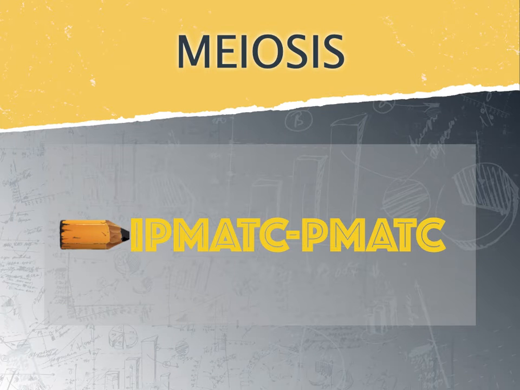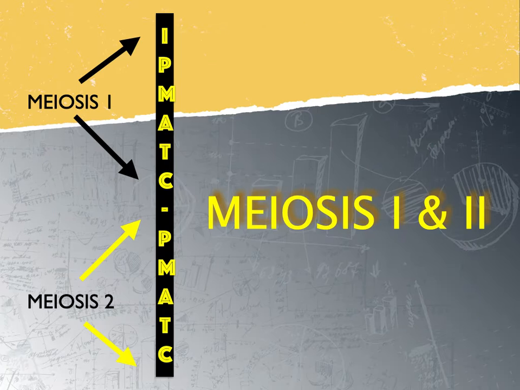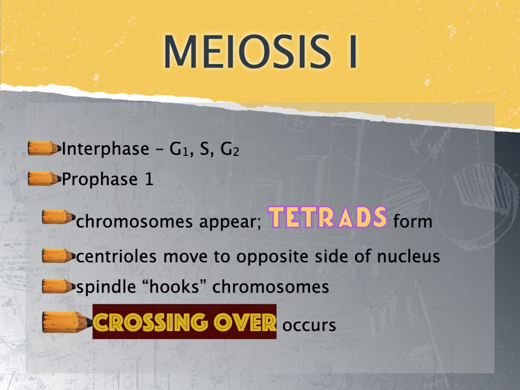Don't forget the silly word to remember the phases, ip-mat-C, p-mat-C. Meiosis I is ip-mat-C, Meiosis II is p-mat-C. Notice that the I is missing the second time through, so there is no second interphase. Meiosis I starts with interphase, and it has G1, S, and G2, which you should remember from last chapter.